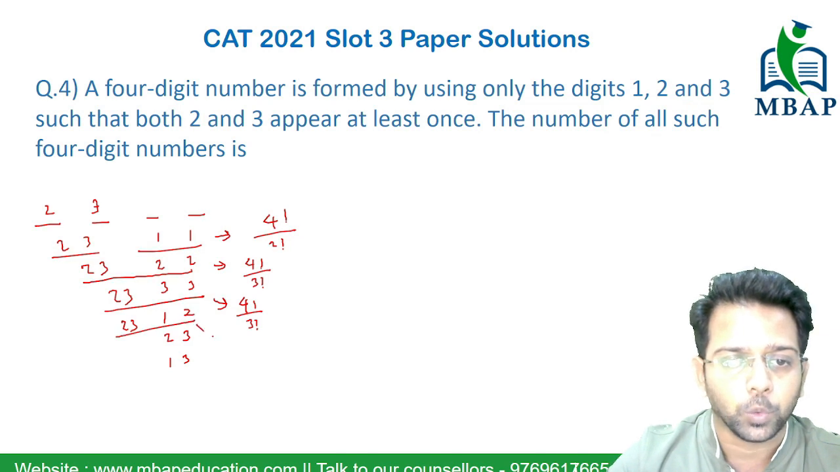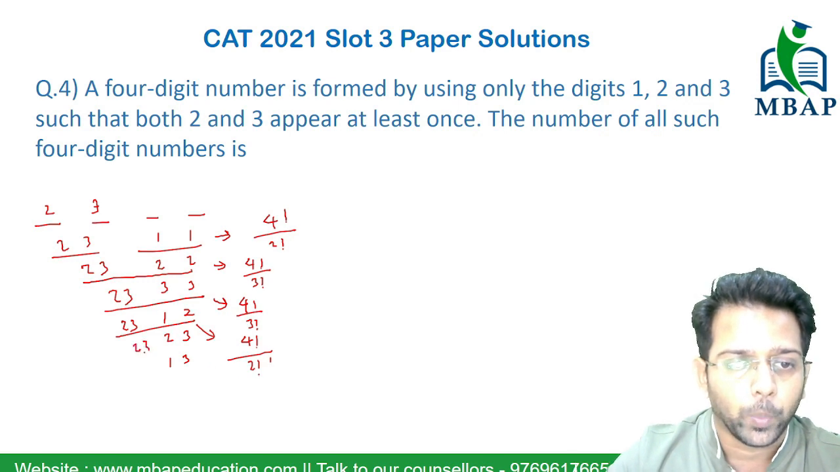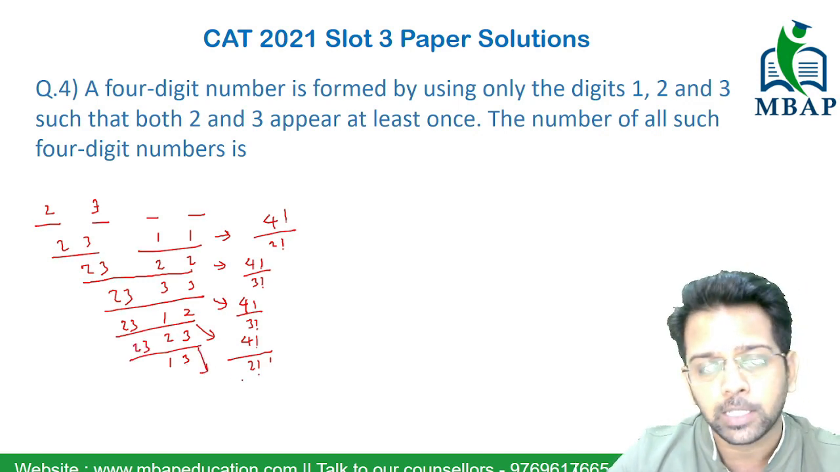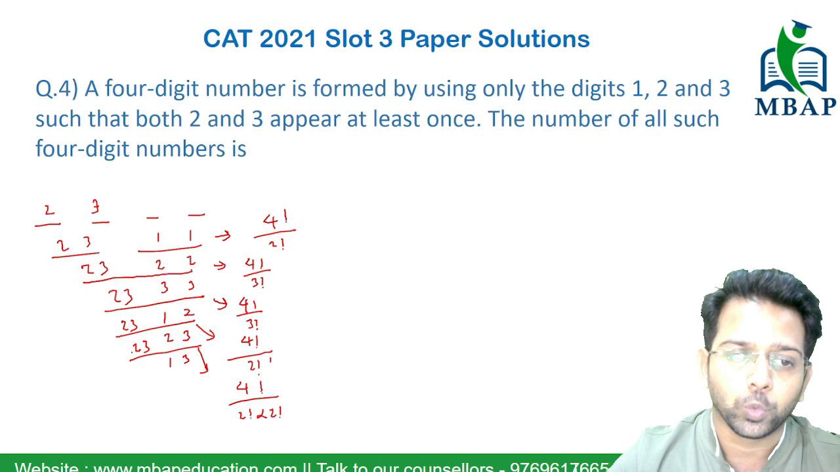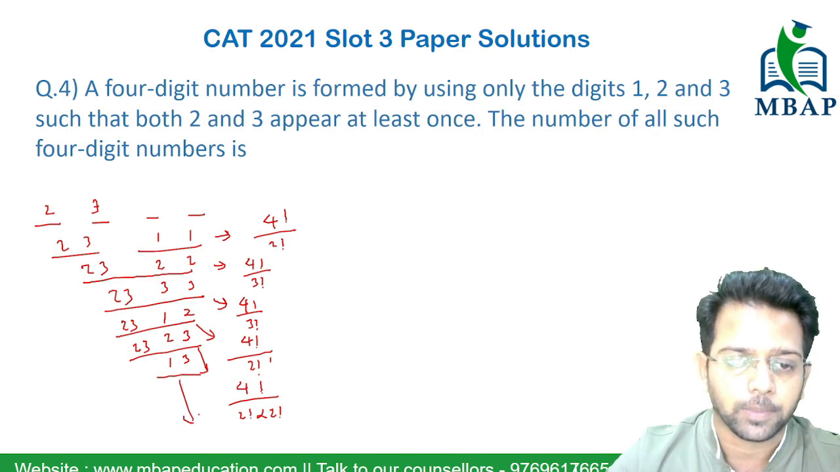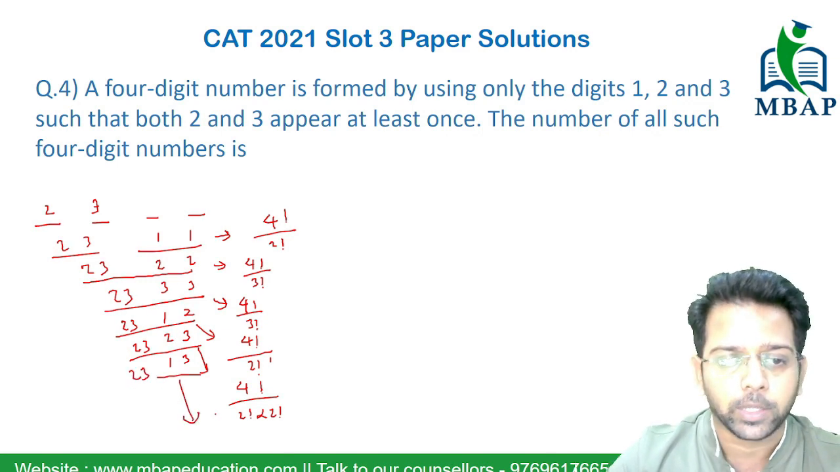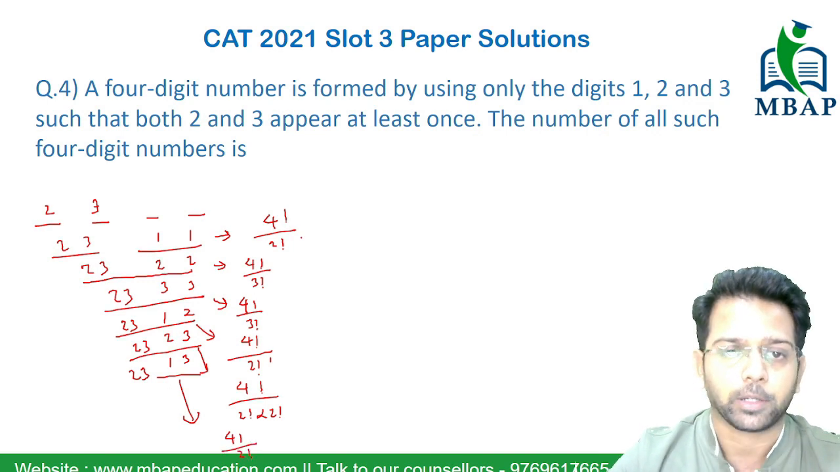With 2, 3, 3, 3 again you can make 4 factorial by 3 factorial number of cases. With 2, 3, 1, 2, you can make 4 factorial divided by simply 2 factorial number of cases. With 2, 3, 2, 3, how many cases can you make? You can make 4 factorial divided by 2 factorial into 2 factorial. Why? Because 2 is repeated twice and 3 is also repeated twice. And finally, with 2, 3, 1, 3, you can make 4 factorial divided by simply 2 factorial.